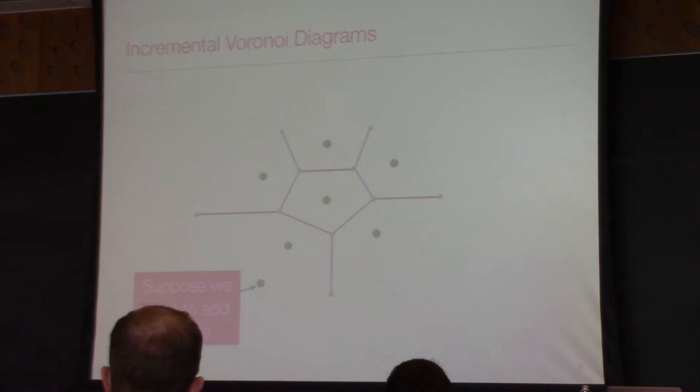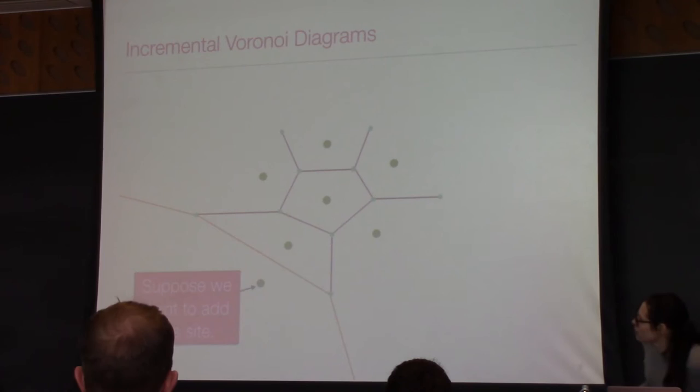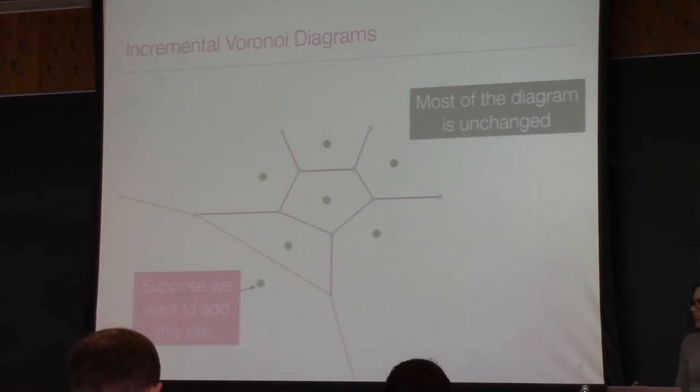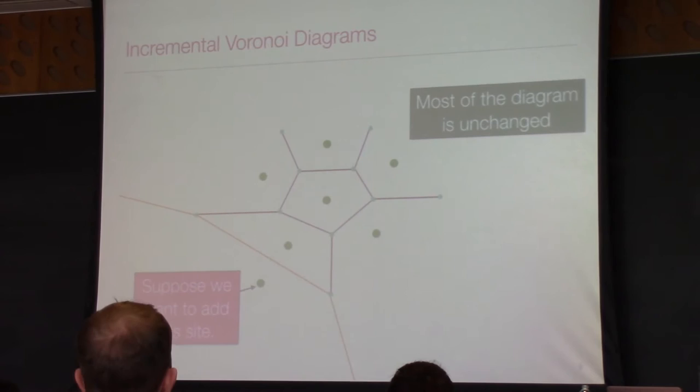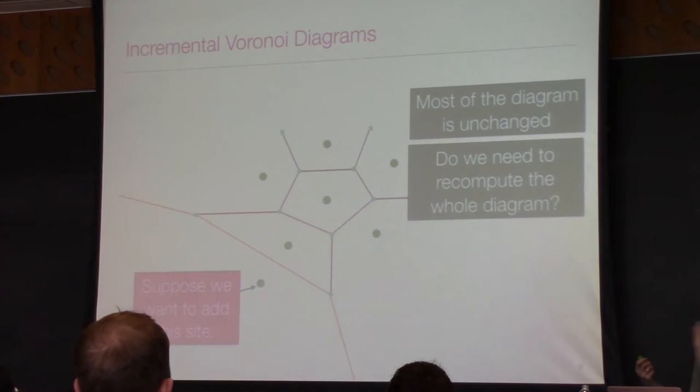So really, we'd end up modifying the diagram to look something like this. We would add these orange edges. But you notice that most of the diagram really hasn't changed a lot. So do we really want to run this n log n algorithm again? It doesn't really make sense to do so when the change we've made is so local and really only affects these few vertices here. So, do we need to recompute the whole diagram? Hopefully not.